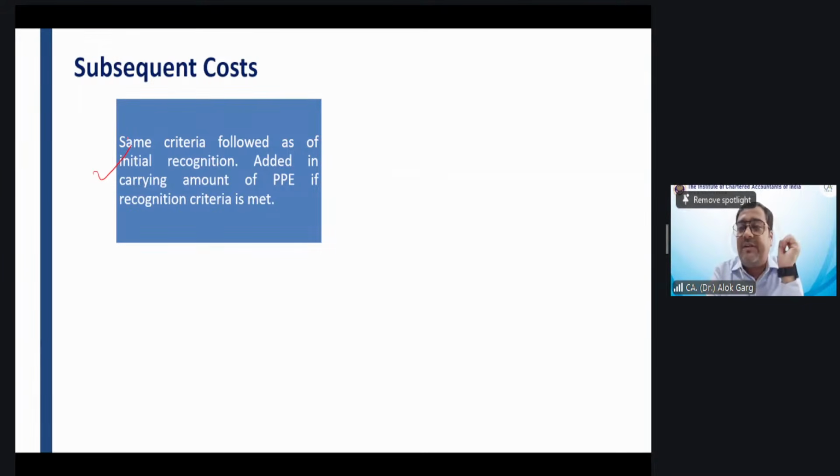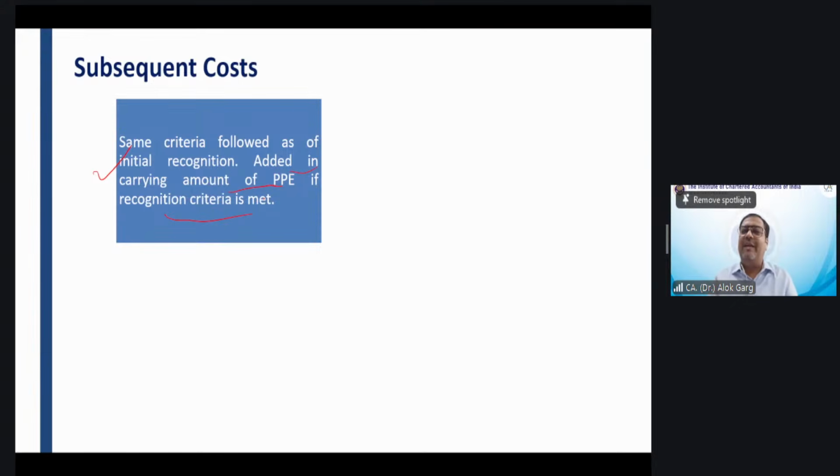Whether cost can be measured reliably, of course, if the cost is known, then both the conditions have been satisfied. It means this engine cost has to be capitalized. This engine cost has to be added to the cost of the asset, right? Added in carrying amount of PPE if recognition criteria is met.